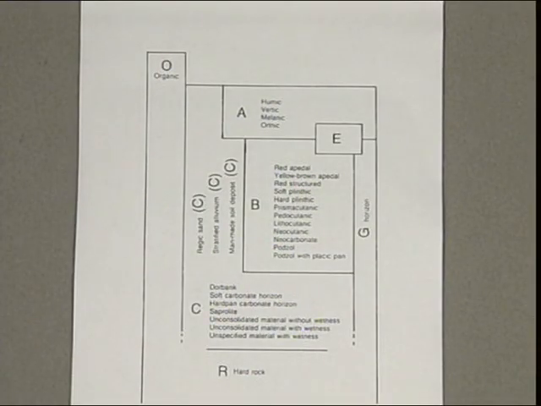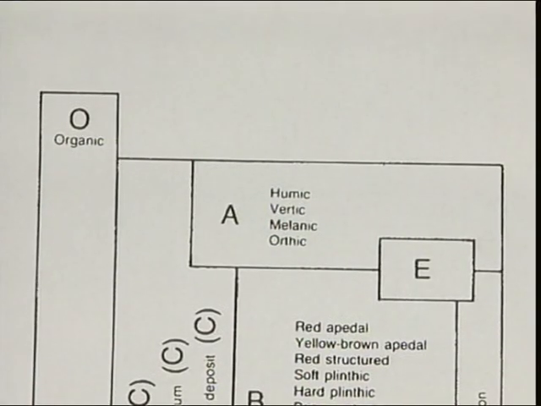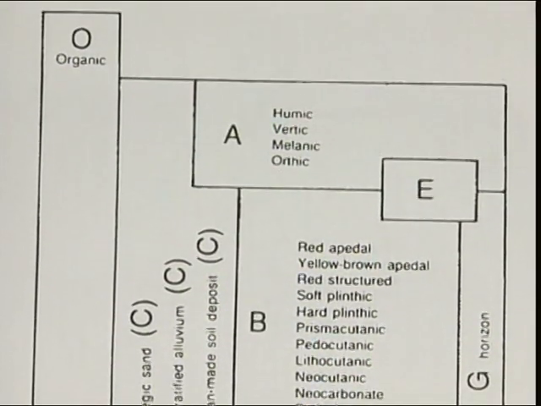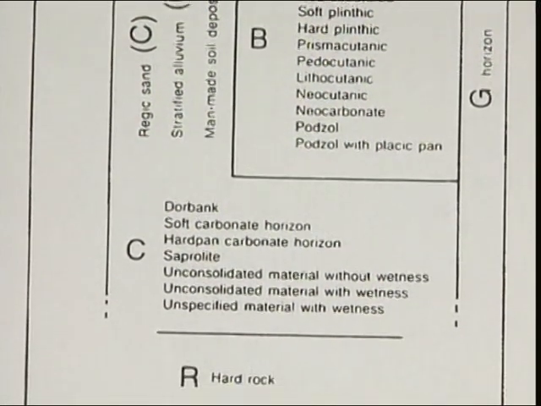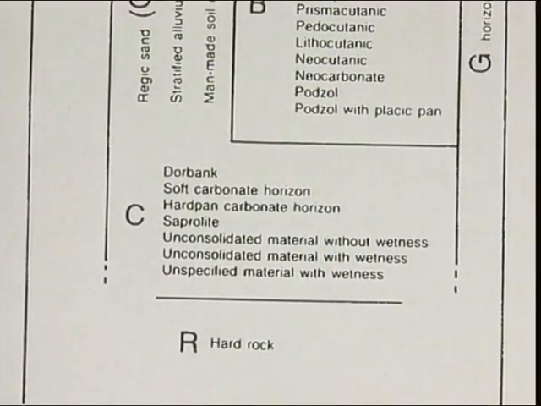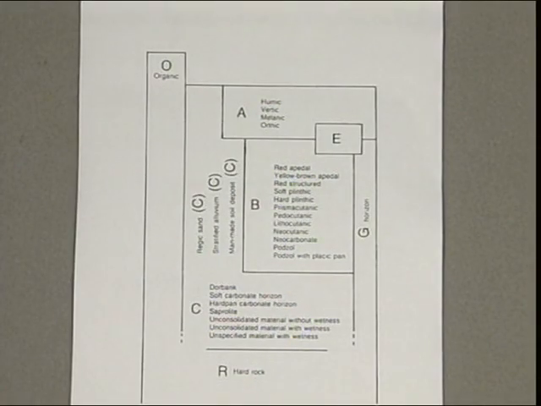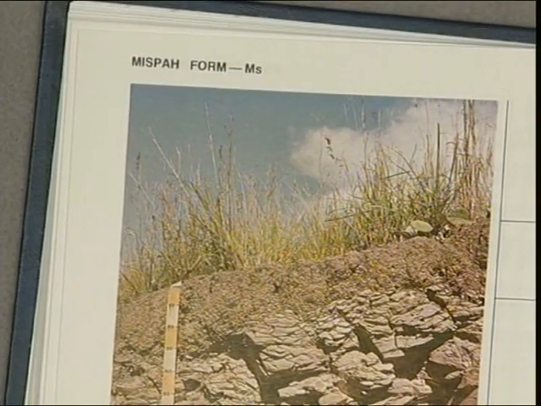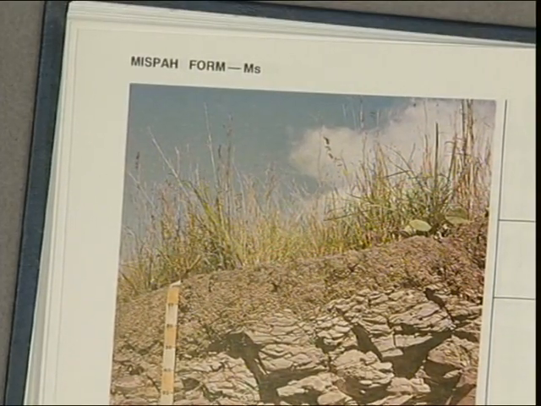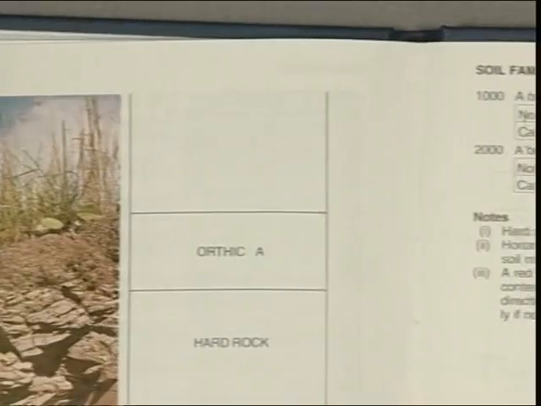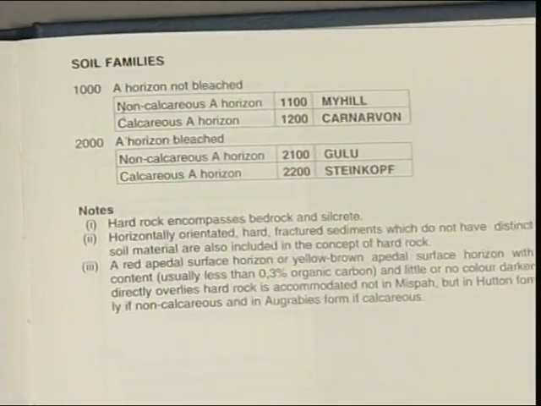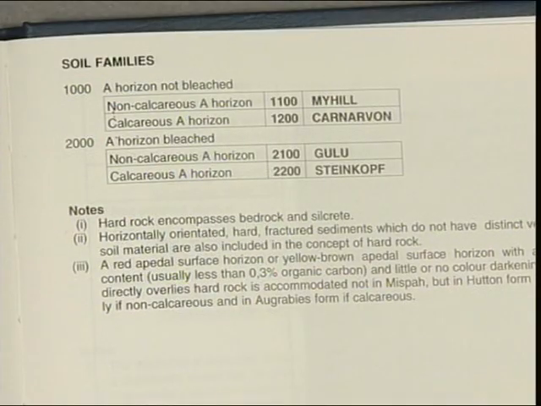The classification defines a total of 5 diagnostic topsoils, the organic O horizon and 4 A horizons, humic, vertic, melanic and orthic, and 25 diagnostic subsoil horizons or materials. All of these are explained in the Blue Book. In this practical, the soils will be classified only to the level of the soil form, and thus only in terms of their diagnostic horizons. As you have seen, the criteria that define the soil families for each soil form are given in the Blue Book.